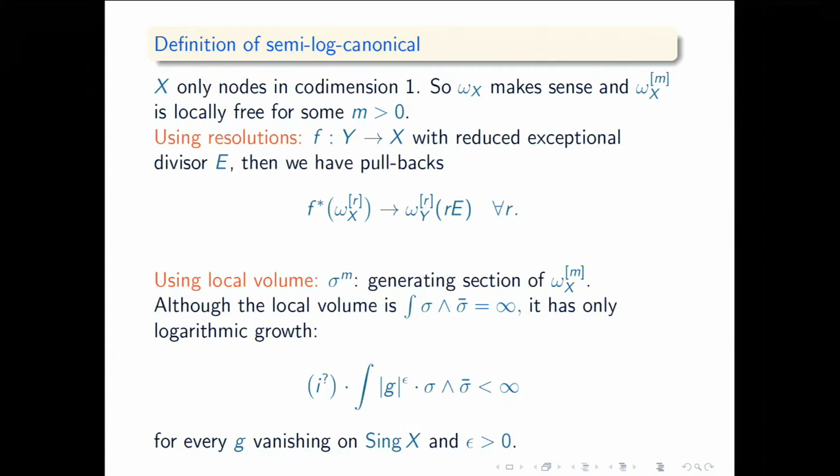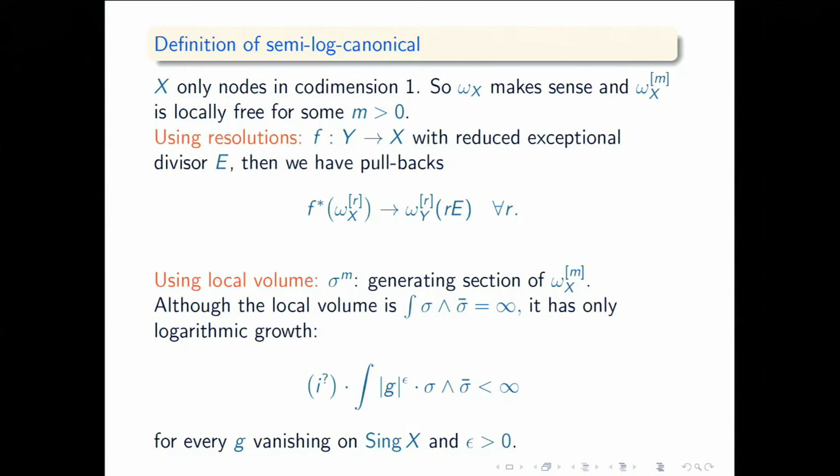Now then, there's another characterization using the local volumes that I had, that if I just take a generator of this omega, now again, this is not locally free, but if I take a high enough or suitable power, that's something locally free. So that means, when I write this sigma, it's only determined up to a root of unity. But luckily, when I look at sigma wedge sigma bar, this root of unity actually goes away. So even though sigma is not well defined, sigma wedge sigma bar is well defined, and now this can end up infinity just as for nodes. But as soon as I multiply it with some function that vanishes along the singular set, it is finite.